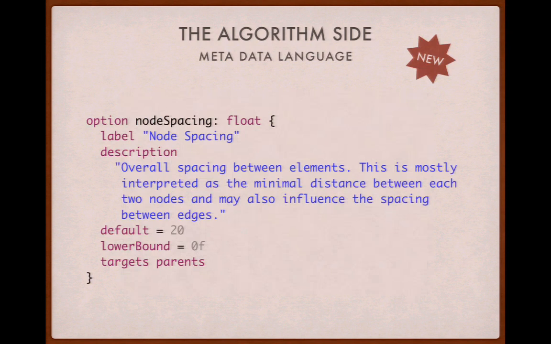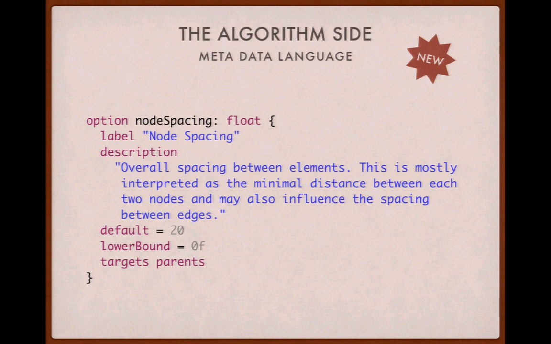And another new thing that has been developed this year is a language, a DSL based on Xtext, for describing metadata on layout algorithms. This is necessary to get the options and parameters that are supported by the layout algorithms, UI elements such as this list here. So we read out that data. It's also possible to do other things from this description, like generate documentation of the layout algorithms and so on.